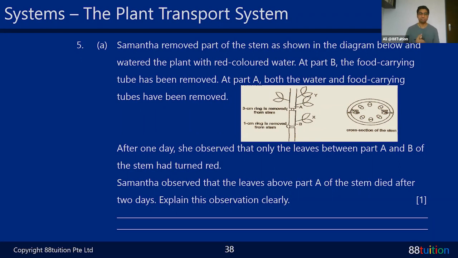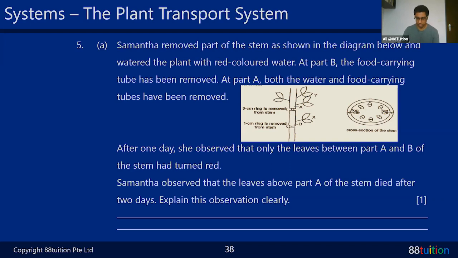But if they cut a little bit more, a little bit more, a little bit more, until they cut away the water as well, that means they cut too much, then both food and water can't go in. So that's what is going to happen, right? Because Samantha, in part B, she removed only 1 cm, a little bit. And in part A, she cut more. Maybe she removed the water as well.